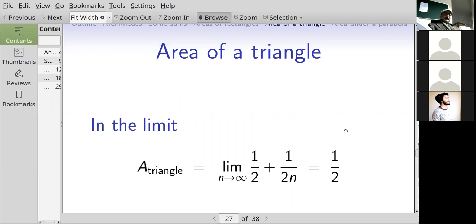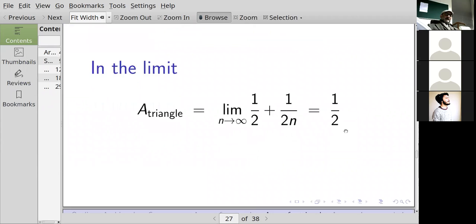Sir, are we keeping the width constant or are we keeping the height constant? No, we're going to keep the width constant to get the area covered by n rectangles, and then we allow n to go to infinity. Okay. Any other questions? Okay.